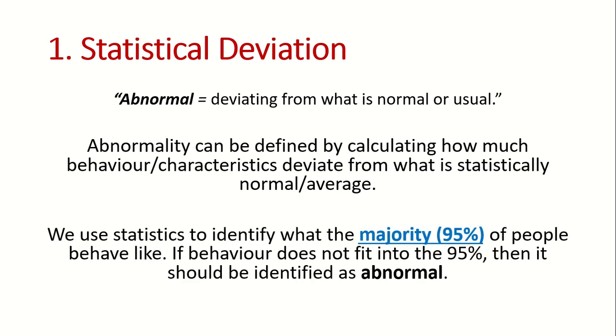Now, the vast majority of people, 95% of the population or a population within a sample, would fit within 2 standard deviations of a normal or mean average score. These people would be considered to be completely normal. It's just a normal spread of scores. However, the people who do not fit within that 95% will deviate beyond 2 standard deviations away from an average or mean score. Then those individuals should be classified as abnormal.